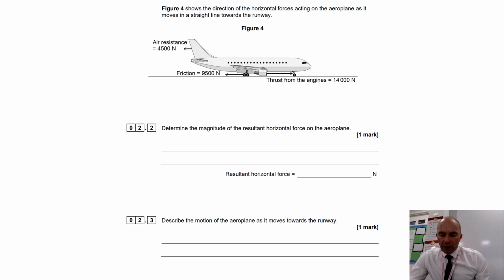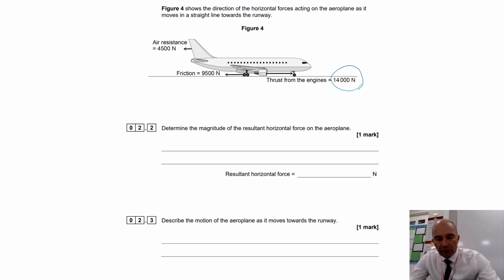Now we've got a diagram of our plane. It shows the direction of the horizontal forces acting on the aeroplane as it moves in a straight line towards the runway. For question 2.2, we need to determine the magnitude of the resultant horizontal force on the aeroplane. So this is where we need to look at the direction of the arrows and look at the numbers. So we've got a forward motion thrust of 14,000 newtons.